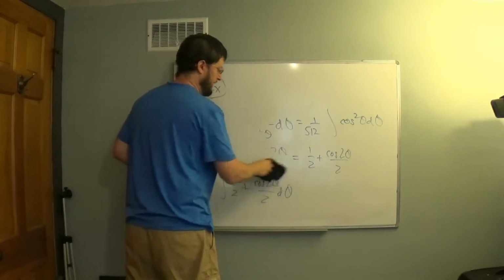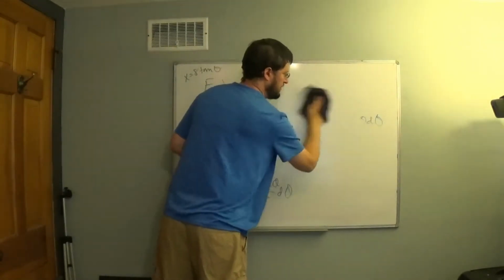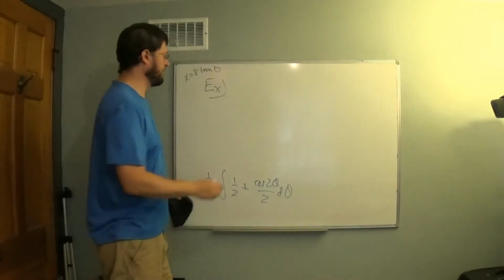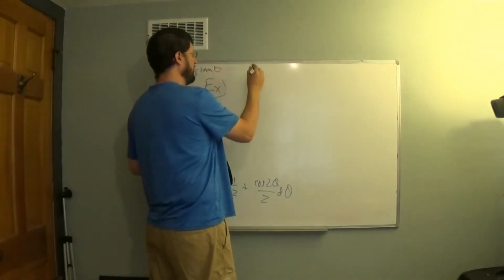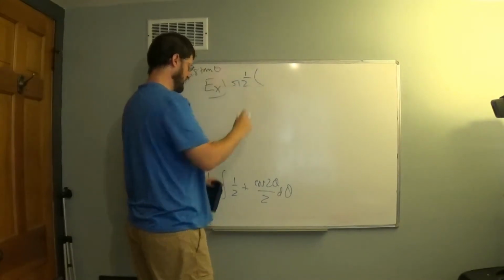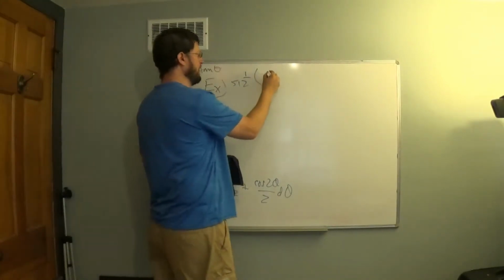So let's simplify that out and work on each piece separately. The 1/2 integrates to 1/2 theta. So the 1 over 512 is still there. We'll leave that out front for now. 1/2 integrates to 1/2 theta, since theta is our variable.